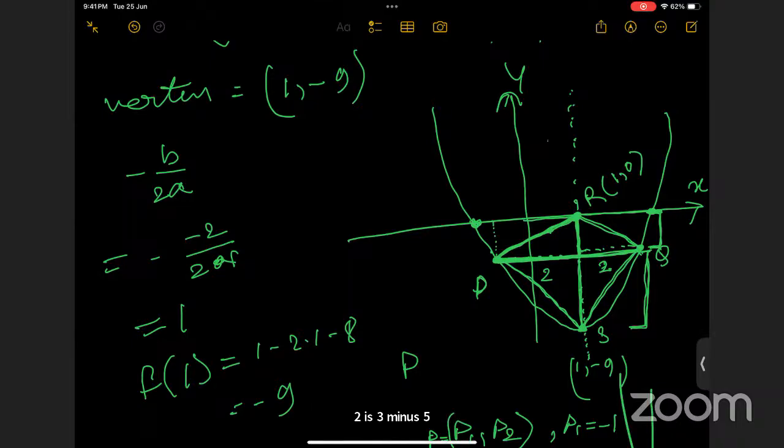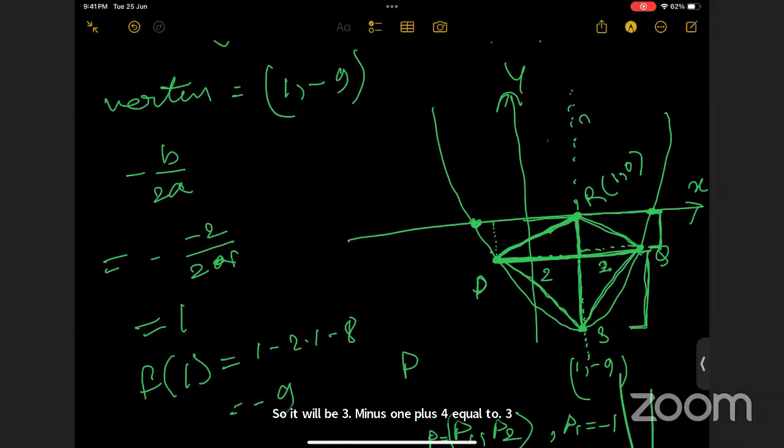Because it's the axis of symmetry. So the point is 2 units from -1, so it will be the axis of symmetry. Again 2 units from there, it will be Q. So it will be 3: -1 plus 4 equals 3.